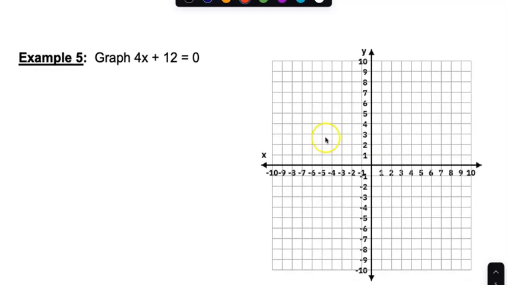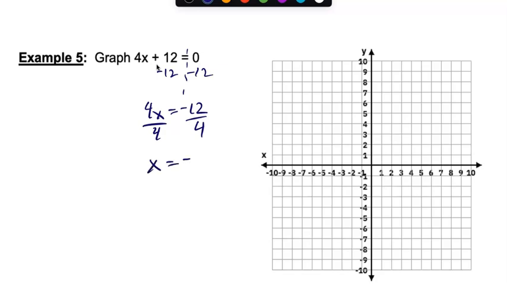One last one. Graph 4x plus 12 equals 0. First I've got to get x by itself because there's only one variable. So let's solve for x. Let's subtract the 12 from both sides. So I get 4x equals negative 12. Divide by 4. x equals negative 3.